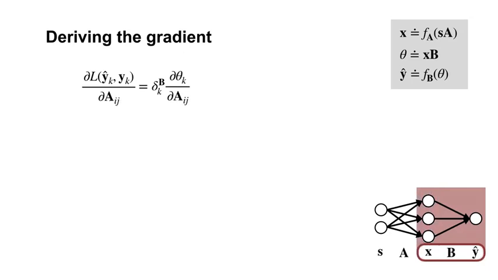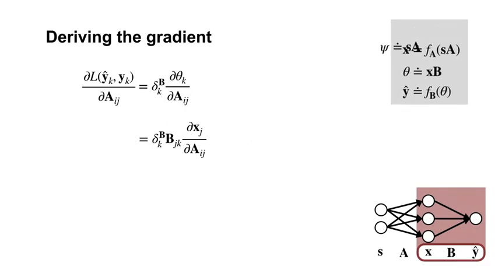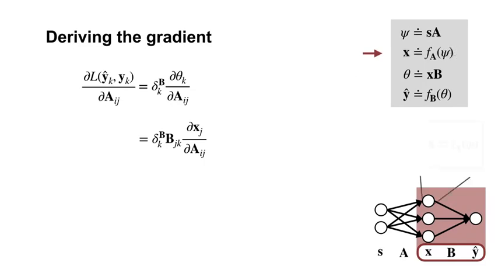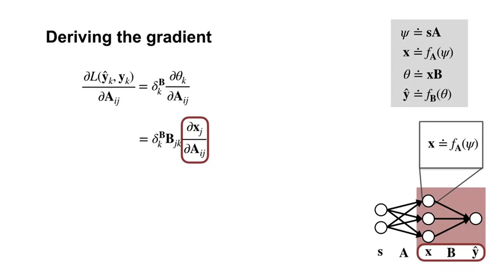Let's start there. Let's expand this derivative using the chain rule. Before we expand the next term, let's introduce another helper variable, psi equals inputs s times a. Let's throw that off to the side and rewrite x to use it. We then expand the next term. Using the chain rule again, we get the derivative of fa of psi with respect to psi times the derivative of psi with respect to a.